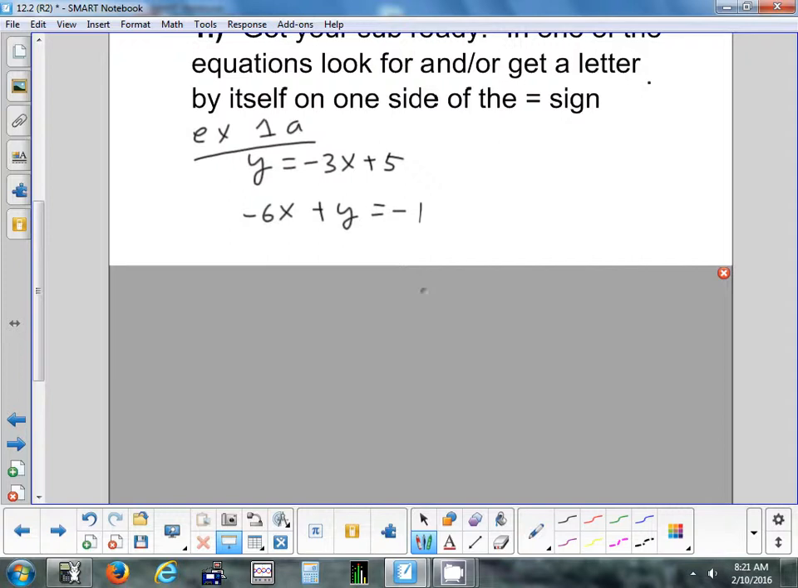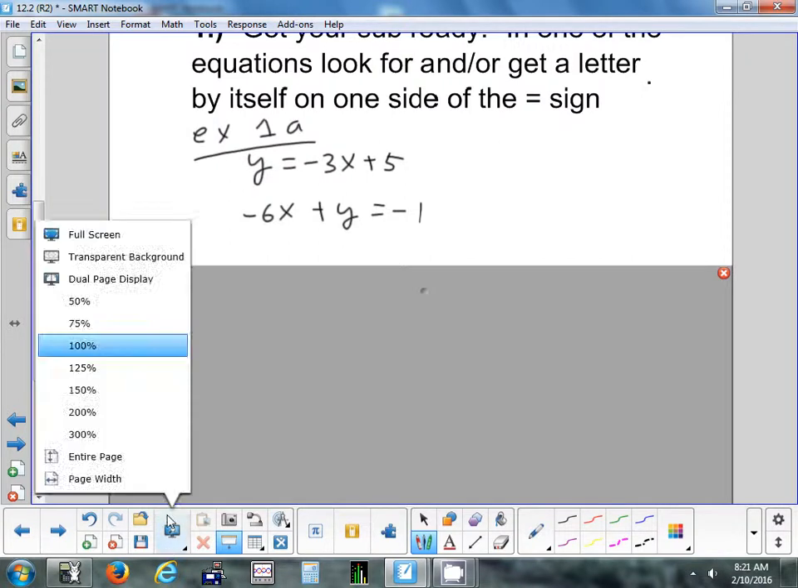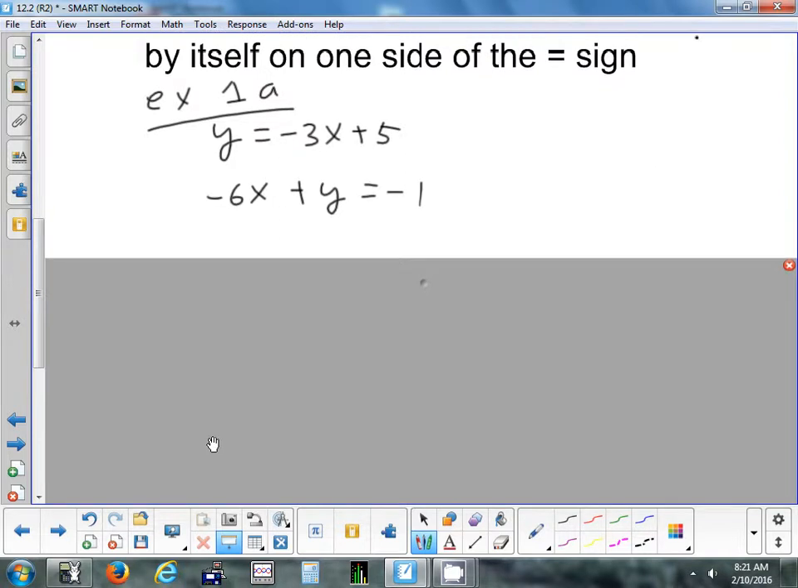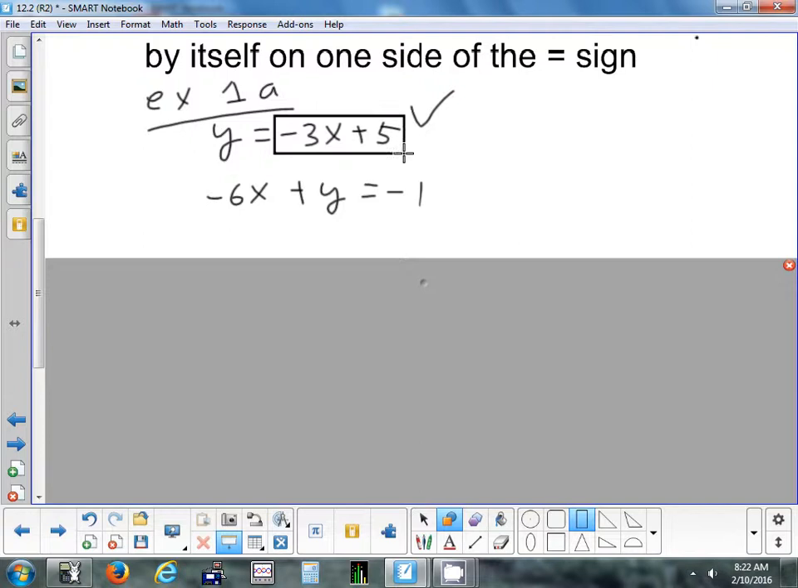So in this example, do I have a substitute that's all ready to go into the game? Do I have a variable that's by itself on one side of the equal sign in either of those equations? You say yes, Caitlin. Which one? The first one, right? Y is by itself. There's nothing else over here. This guy is all set to go. He doesn't have to do anything to get ready to go into the game. He's all set, ready.